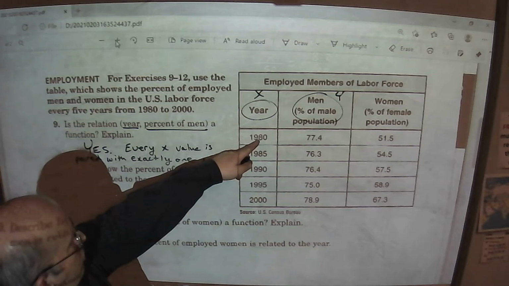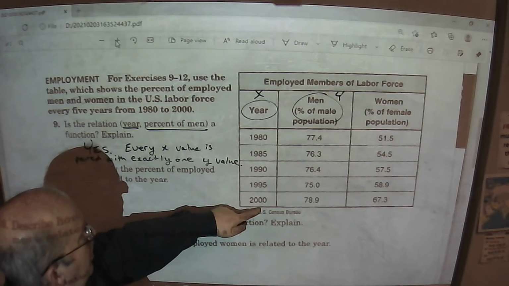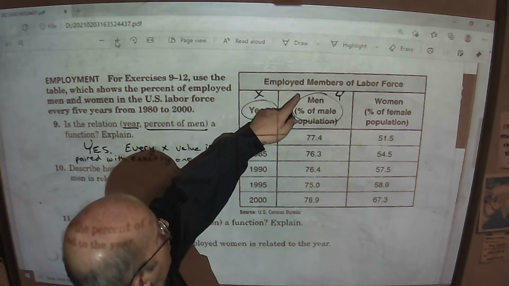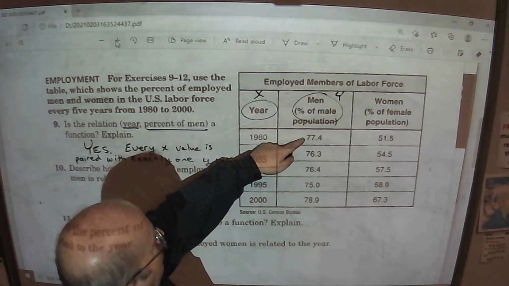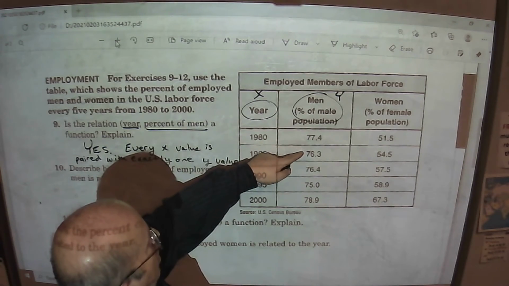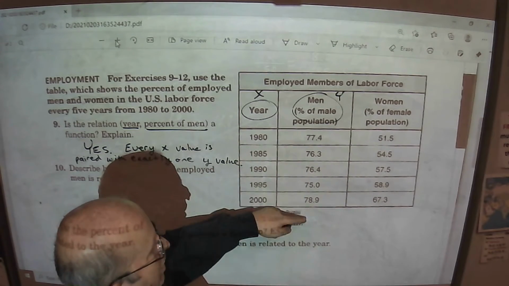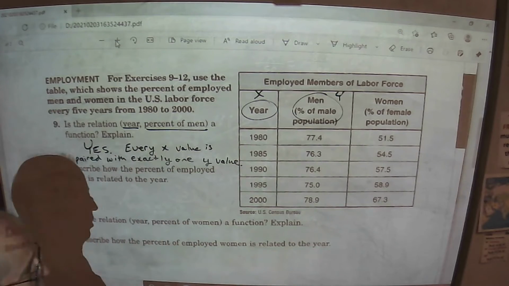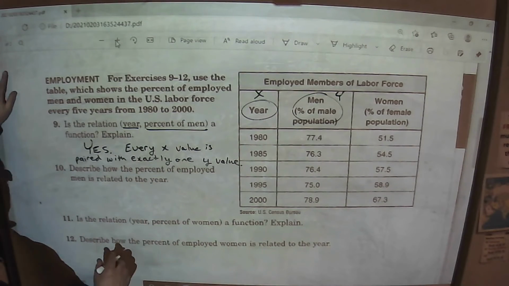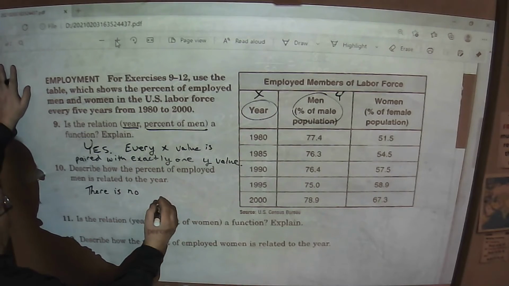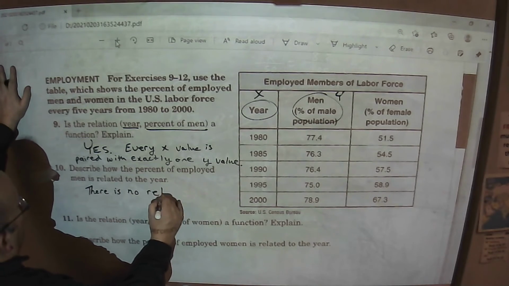Well, the years are going up, up, and up by fives, right? And the percentage of men that are employed starts at 77, and then it drops, and then it rises, and then it drops, and then it rises. I don't think there is a relationship between years and the percent of men. I would say there is no relation.